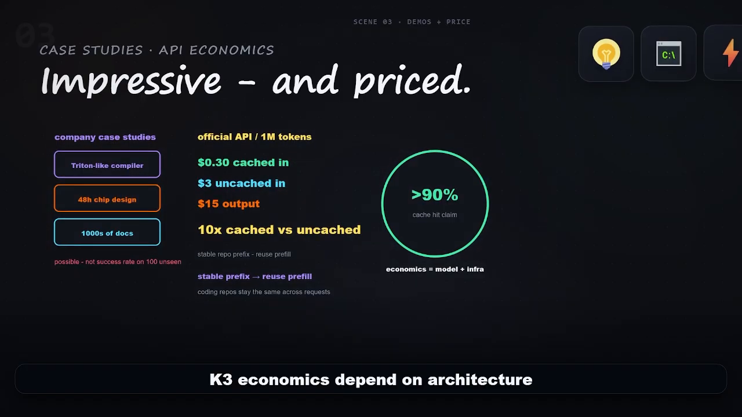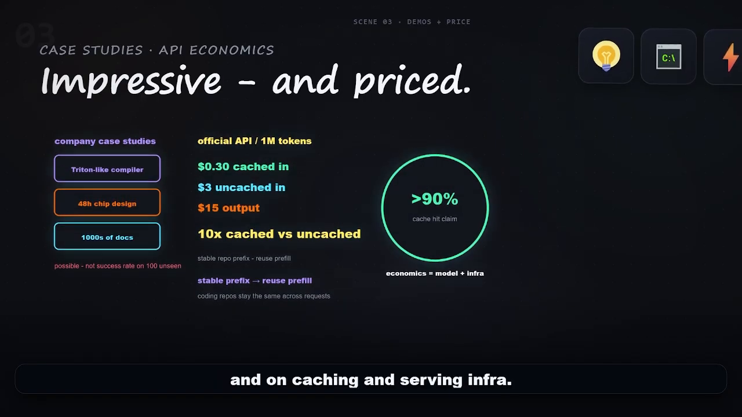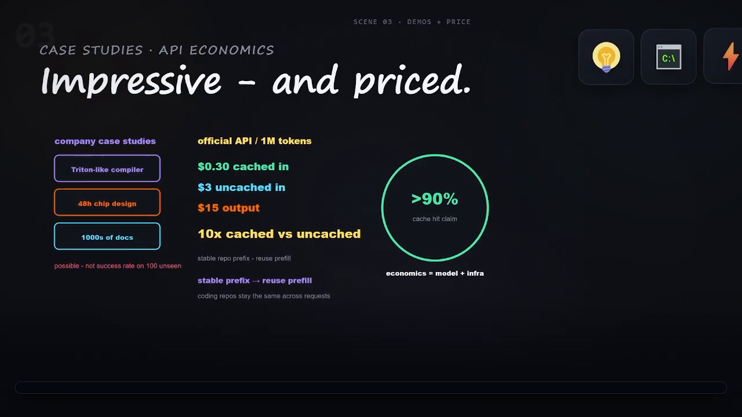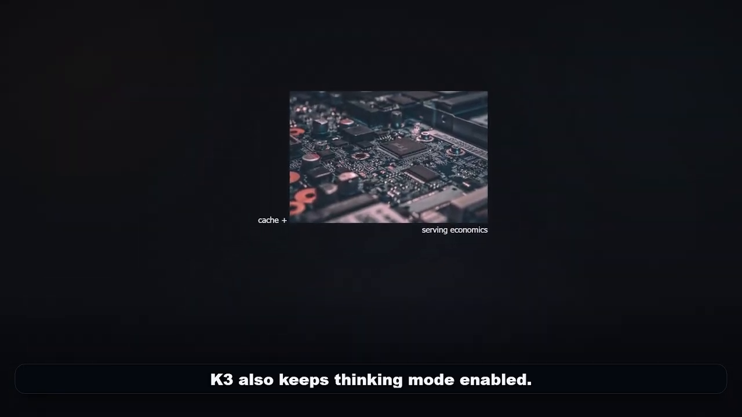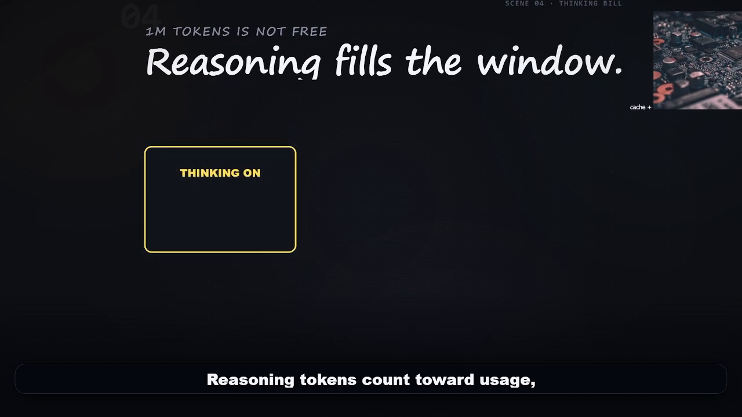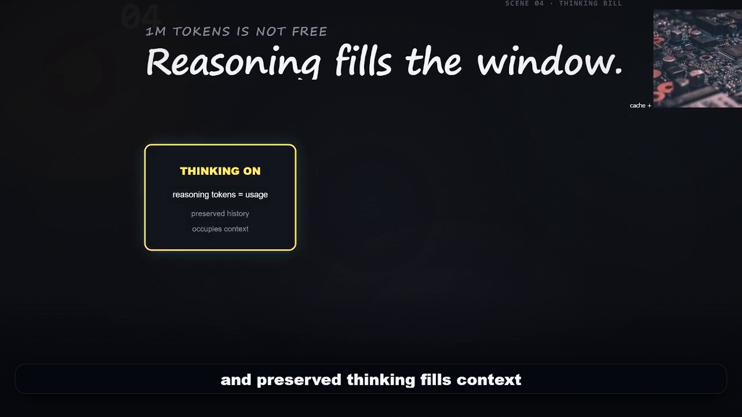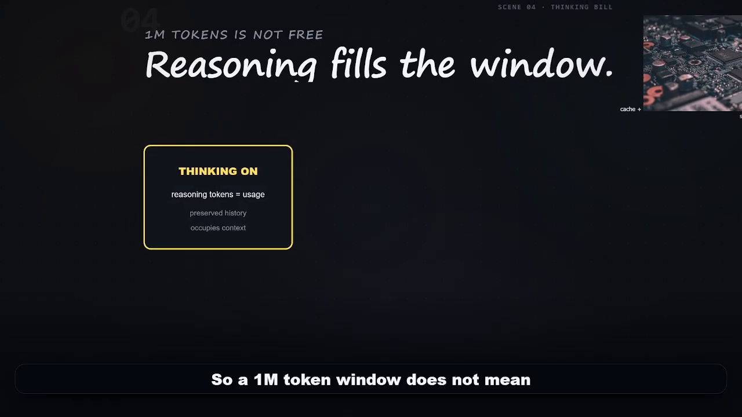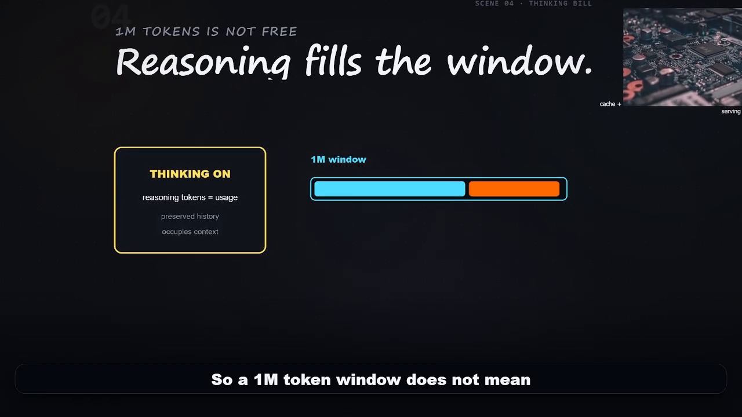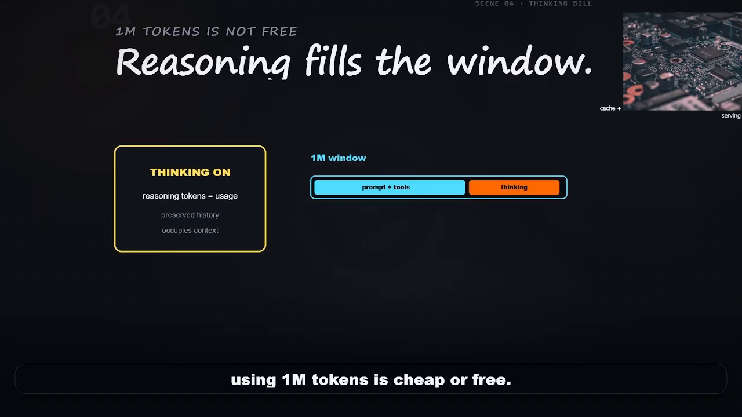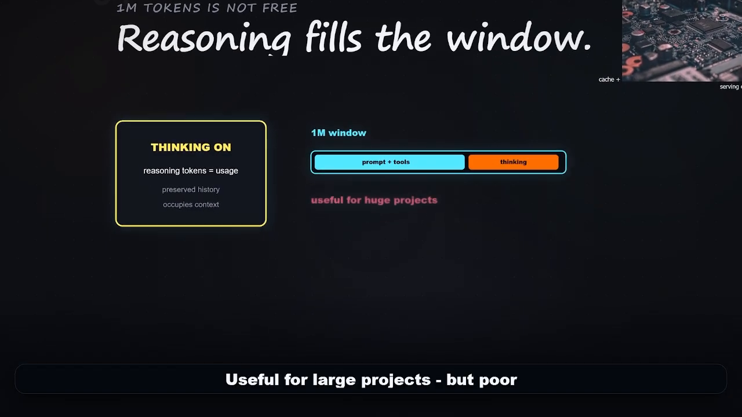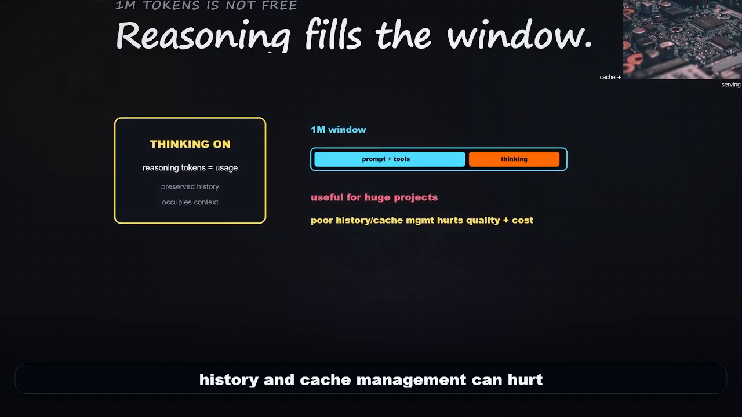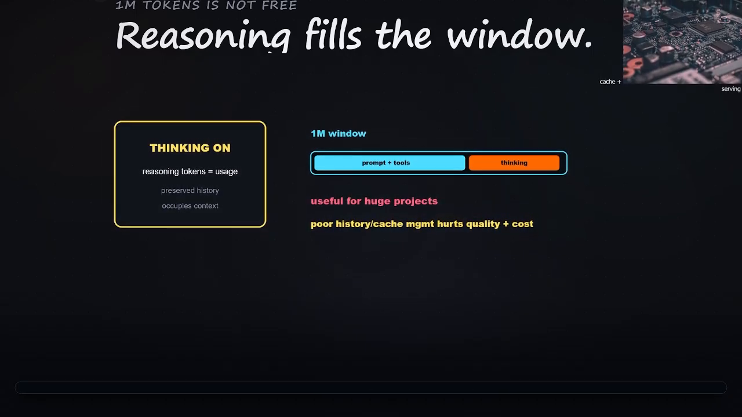The economics of K3 depend not only on the model architecture, but also on the caching and serving infrastructure around it. K3 also keeps thinking mode enabled. Reasoning tokens count towards usage, and preserved thinking history continues to occupy context space and can increase the bill. So, a 1 million token context window does not mean that using 1 million tokens is cheap or free. It can be extremely useful for large projects, but poor history and cache management can damage both quality and cost.